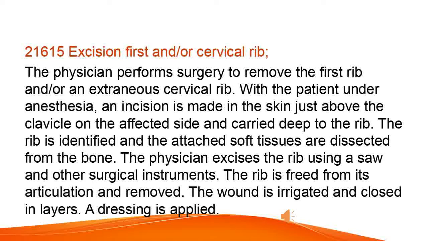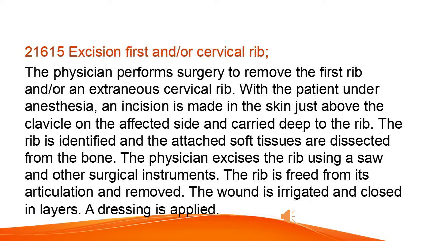Excision first and/or cervical rib. The physician performs surgery to remove the first rib and/or an extraneous cervical rib. With the patient under anesthesia, an incision is made in the skin just above the clavicle on the affected side and carried deep to the rib. The rib is identified and the attached soft tissues are dissected from the bone. The physician excises the rib using a saw and other surgical instruments.